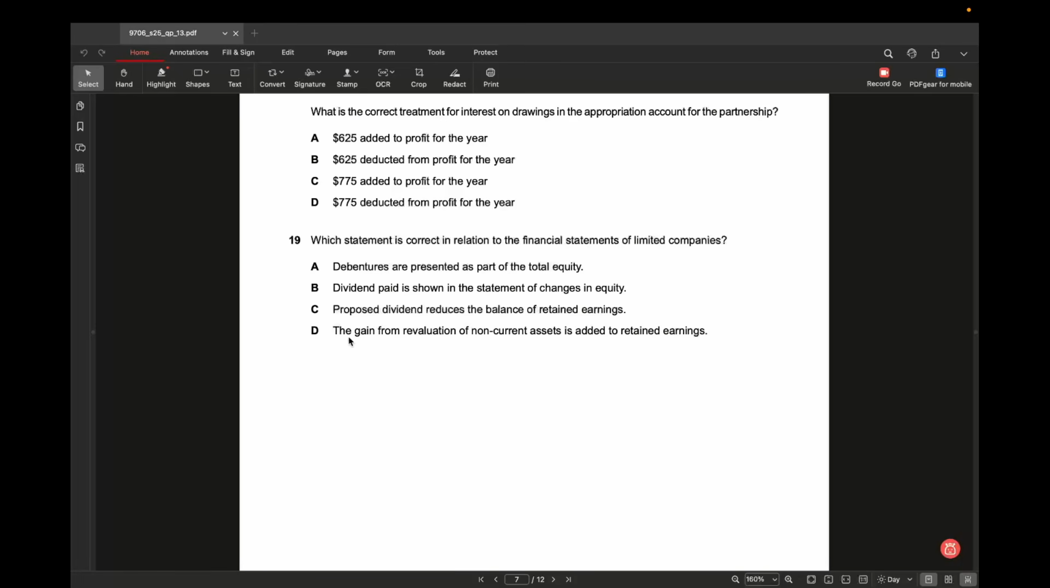And number D, the gain from the revaluation of non-current assets is added to retained earnings. The gain in the revaluation would be recorded in equity but not under retained earnings. We'll have a separate head as revaluation reserve, because this is a capital reserve, and not under retained earnings, which is our revenue reserve. So the correct answer for 19 is B.